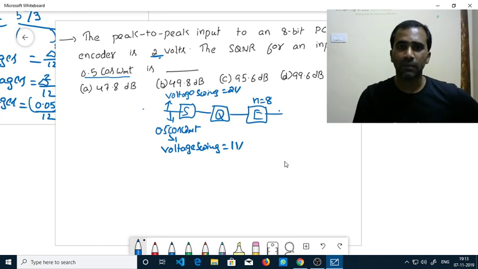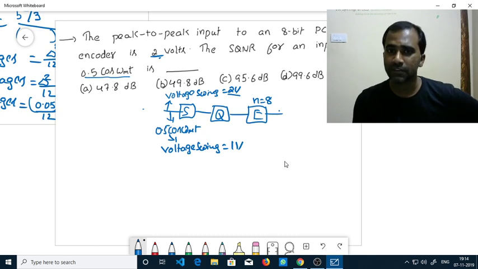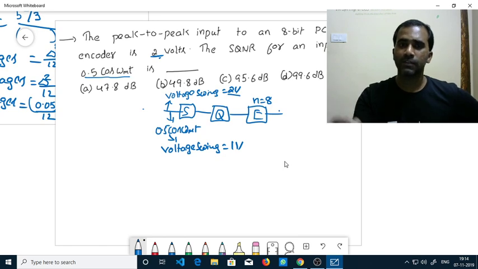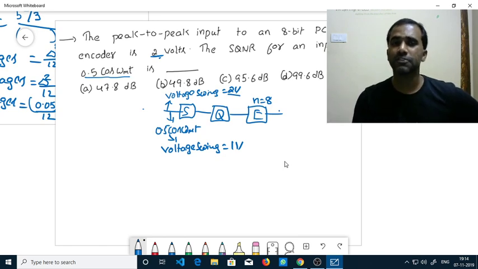The difference is in the voltage swing. The peak to peak input to an 8-bit PCM system is 2 volts, which means they are going to design the quantizer based on the voltage swing. They are assuming the voltage swing is 2 volts and designing the quantizer, so they are going to design the step size according to this 2 volts only. But they did not give an input which has the same voltage swing. The voltage swing they are assuming for designing the quantizer and the voltage swing of the input they are giving are different. That's why it's a different problem.